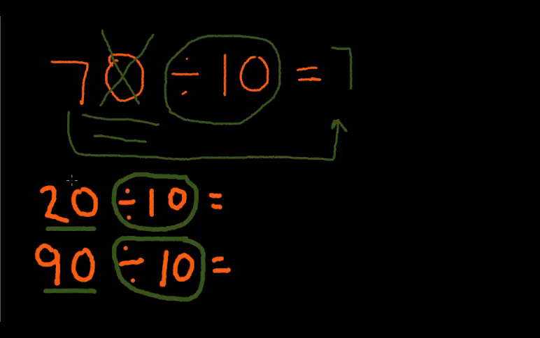So for 20 divided by 10, cross off the 0. The answer you should have gotten is 2. For 90 divided by 10, cross off the 0. The answer you should have gotten is 9. So today we have learned two different rules. We've learned divided by 1 and divided by 10.